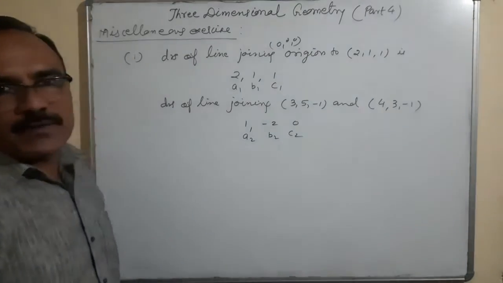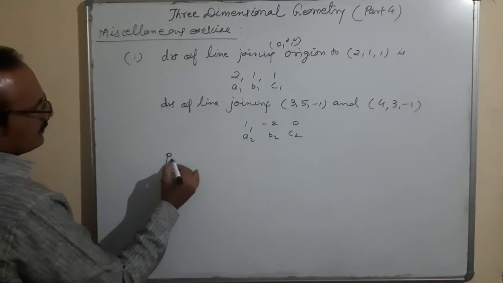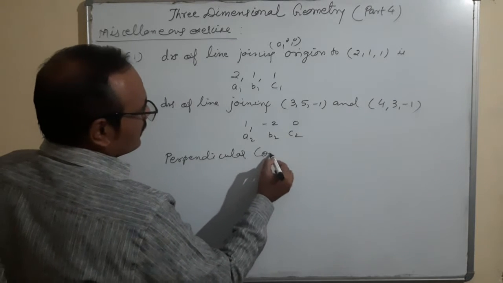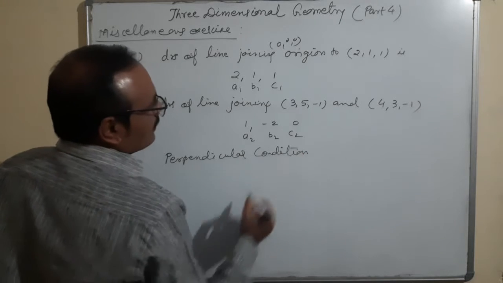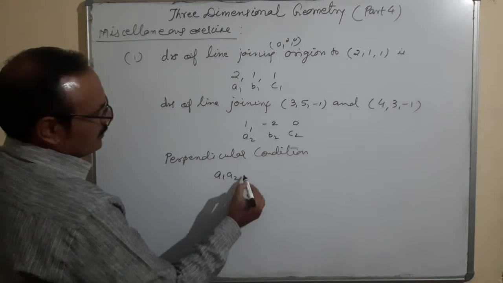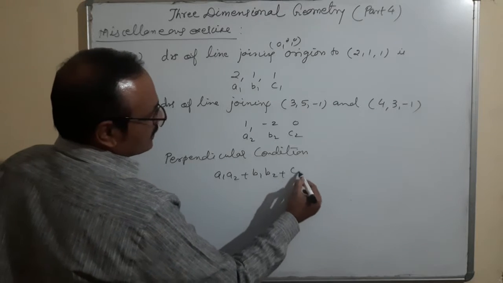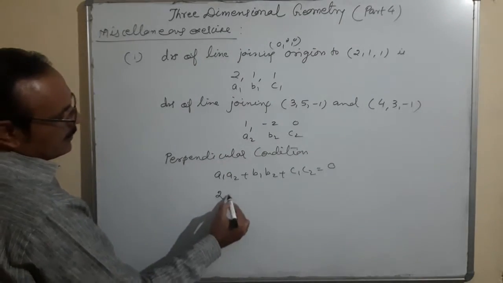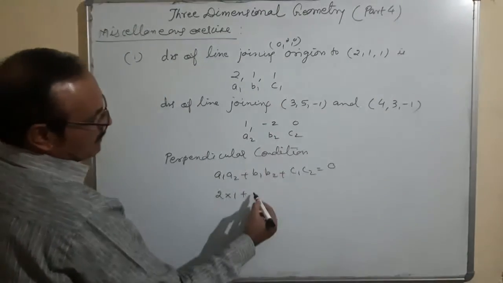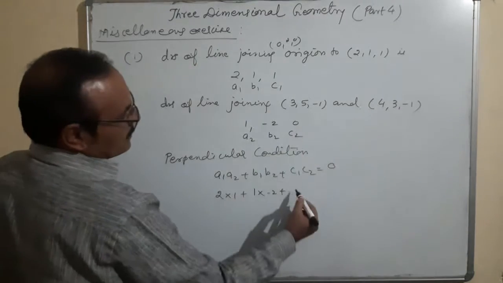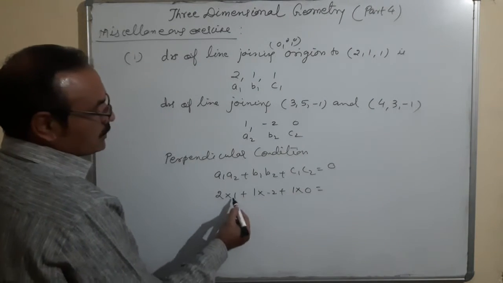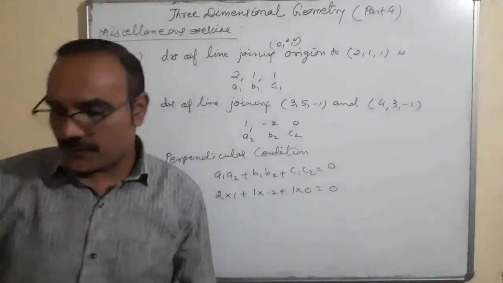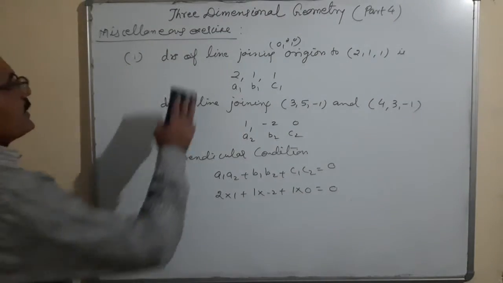If two lines are perpendicular, the perpendicular condition is a1 a2 plus b1 b2 plus c1 c2 is equal to 0. So we put the values: 2 multiplied by 1 plus 1 multiplied by -2 plus 1 multiplied by 0. You see what is the result? 2 minus 2 is equal to 0. What does it mean? Both the lines are perpendicular. Is it okay? So that is question number 1.